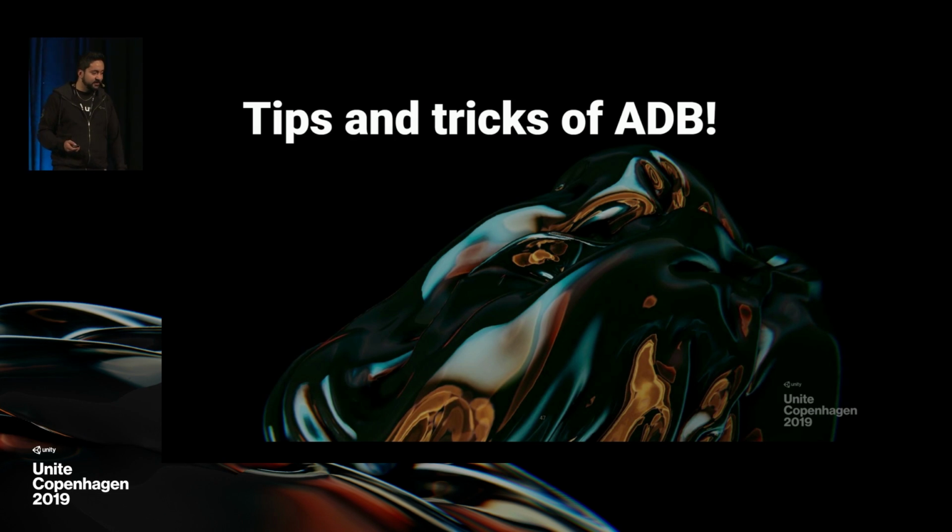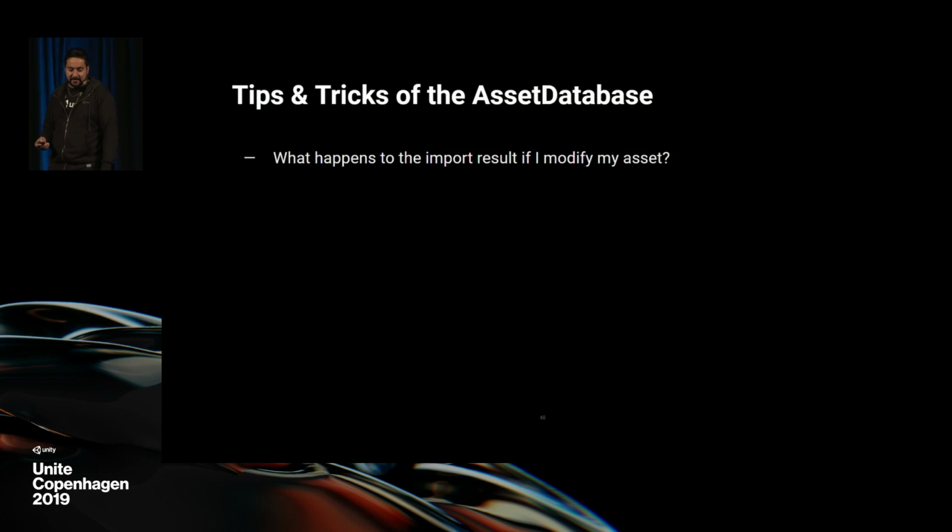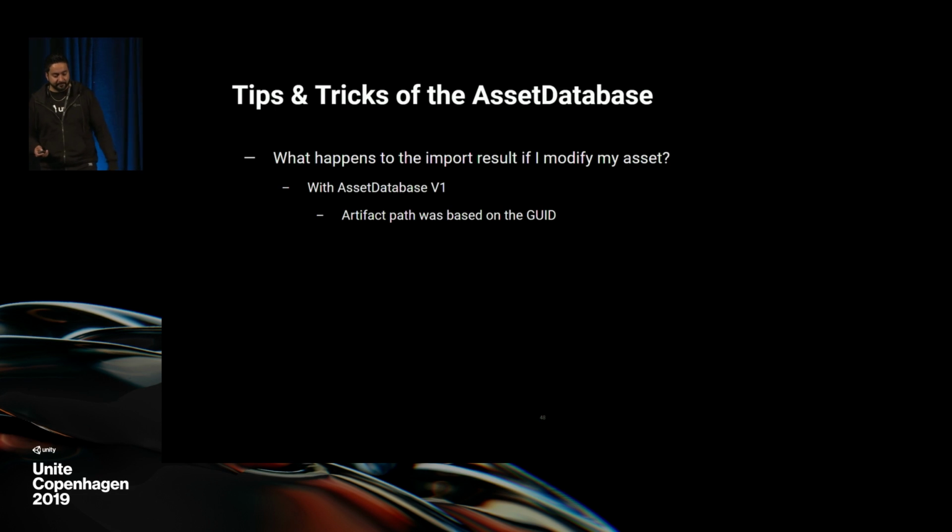All right. Now I want to get into some of the tips and tricks of the asset database. First thing I want to talk about is what happens to the import result when I modify my asset. We refer to the current asset database, the one that's available in 2019.2 and all the way back to the beginnings of Unity, as AssetDatabase v1. And for many of you, this is still going to apply if you are on an LTS version.